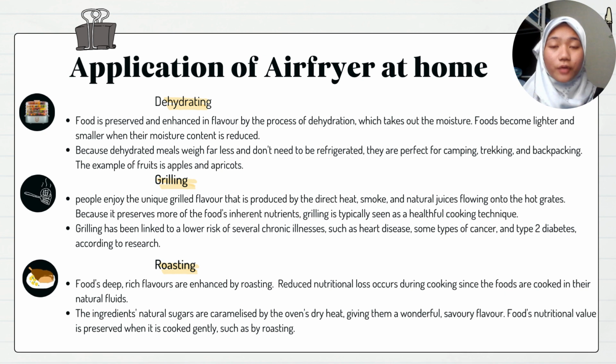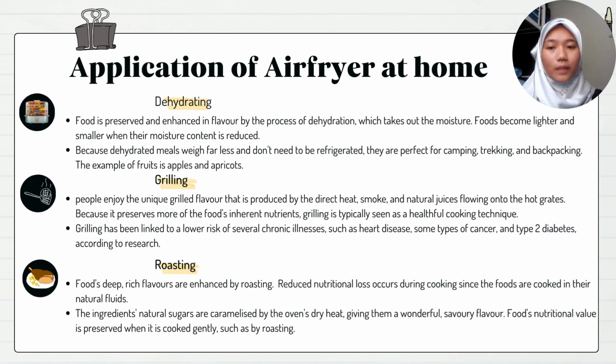The fourth point of application is dehydrating. Food is preserved and enhanced in flavor by the process of dehydration, which takes out the moisture. Food becomes lighter and smaller when its moisture content is reduced. Because dehydrated meals weigh far less and don't need to be refrigerated, they are perfect for camping, trekking, and backpacking. Examples of fruits are apples and apricots.